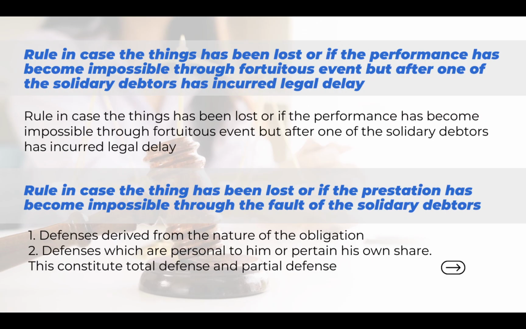Defenses of solidary debtors. Number 1, defenses derived from the nature of the obligation. Depende kung ano ba yung nature ng obligation. Number 2, defenses which are personal to him or pertain to his own share. So this is called partial or total defense. Class, pag-aralan nyo na lang yung mga rules sa fortuitous event. That is, I think, chapter 2. Nasa chapter 2 yung class, ha? These are very, very important.